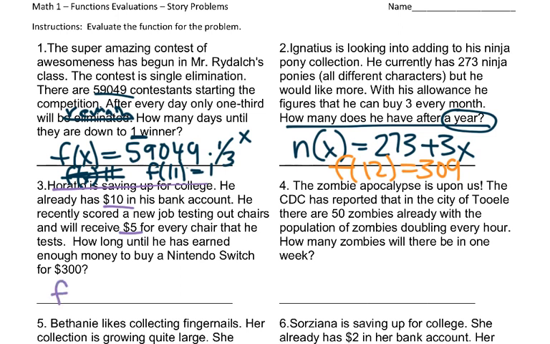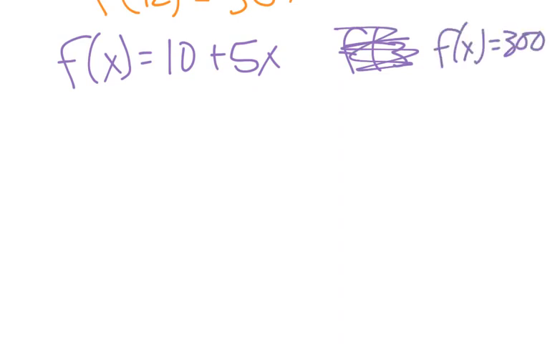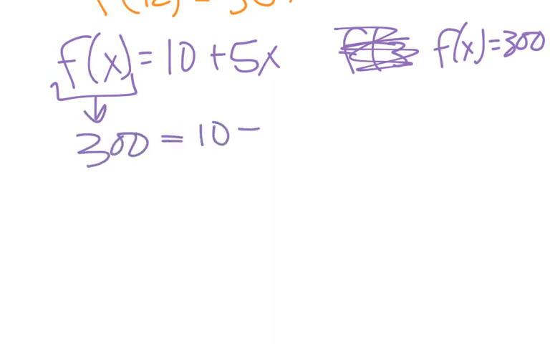So we go f of x equals, starts out with 10, adding 5 for every chair. We want to get up to $300, okay? So that means our f of x equals $300, okay? So we don't want the input to be 300, it's the output that's 300. So when the output is 300, I replace my output with 300, and because we're looking for x, we solve for x.